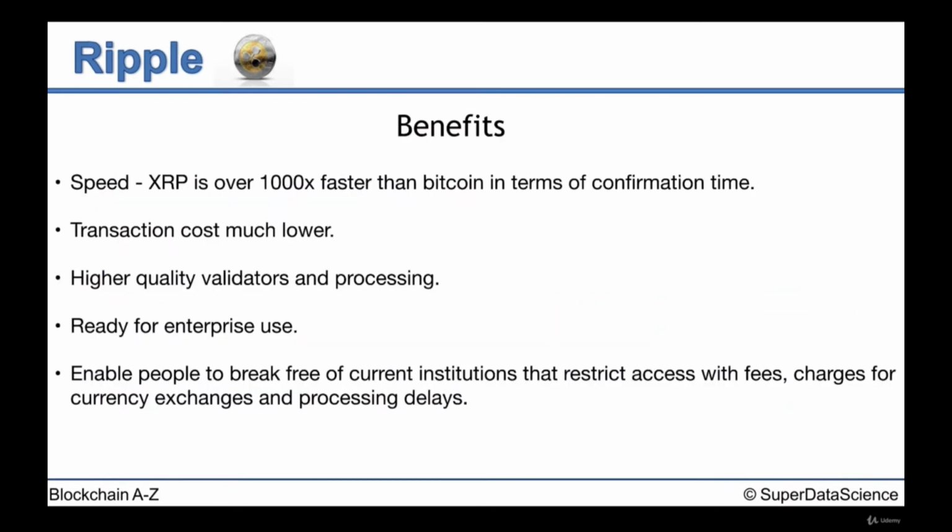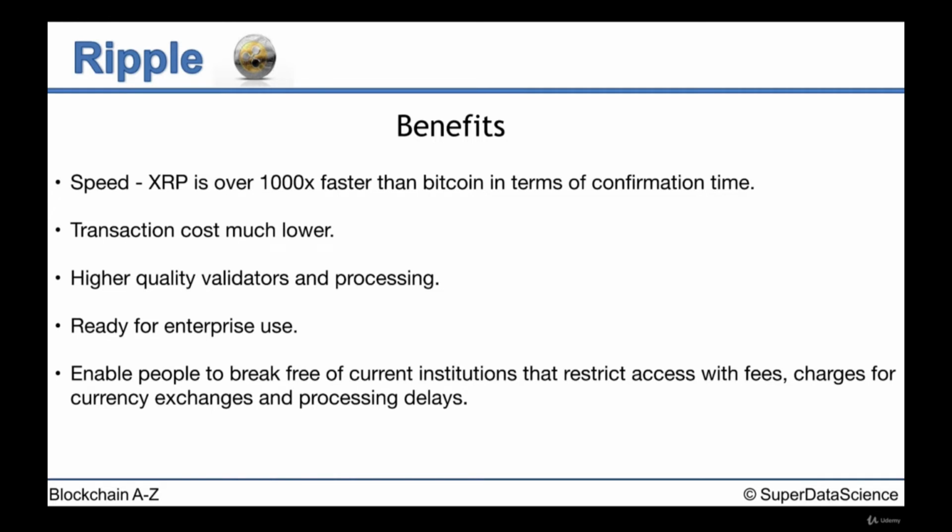So you may be thinking, what are some of the benefits of Ripple? Ripple benefits include speed, and that is that XRP is over 1,000 times faster than Bitcoin in terms of confirmation time. The transaction cost is also much lower. It has a higher quality of validators and processing, and it's also ready for enterprise use, which we can see when we discuss the financial sector picking up Ripple. It's also open source software, and anyone can run a server and validator. And as we've mentioned earlier, if the Ripple company disappeared, it would still function. So those are some pretty crucial benefits.